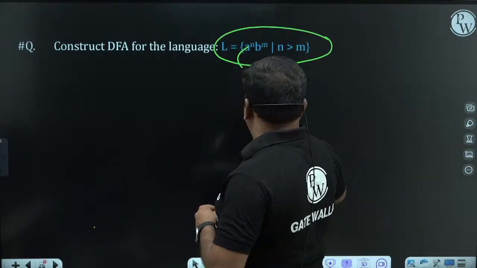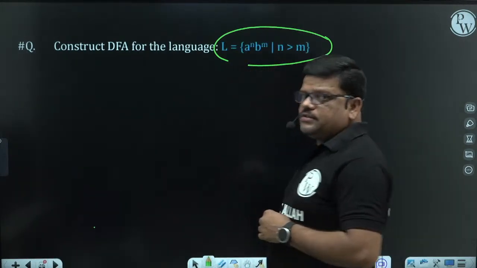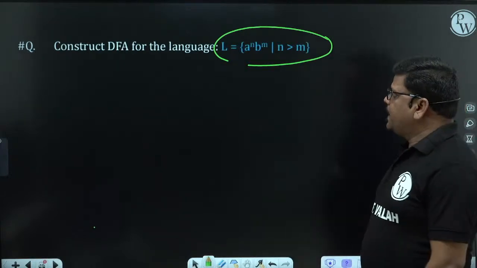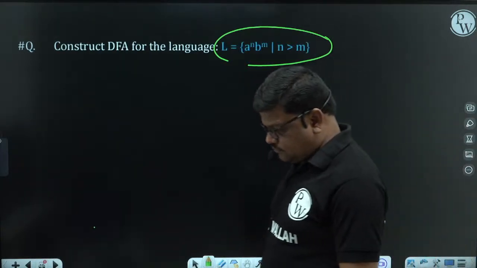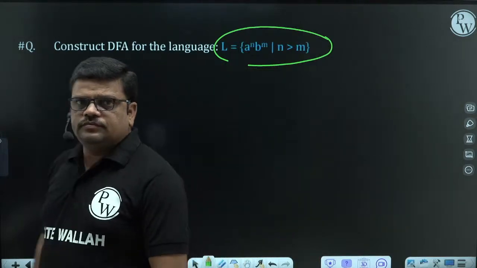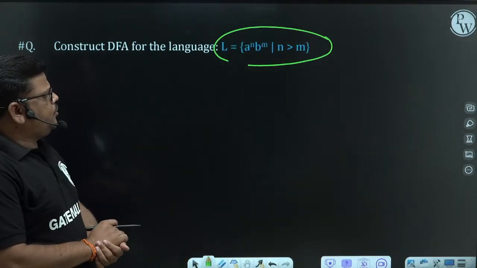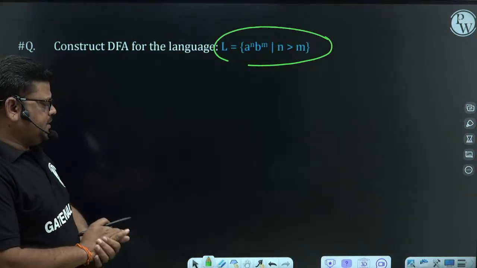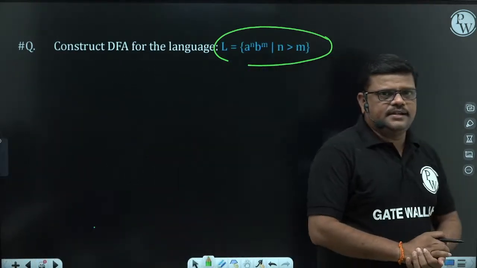Now the question is, construct a DFA for this language. A power n, B power m, n greater than or equal to 1. Is there anybody? Can you answer how to construct the DFA and tell me how many states are there in the DFA?